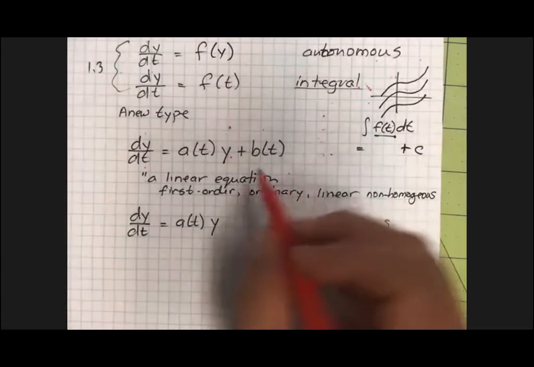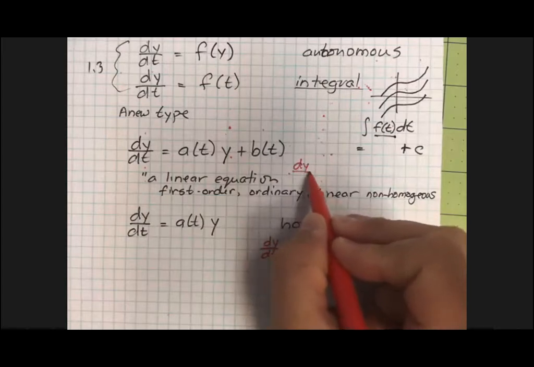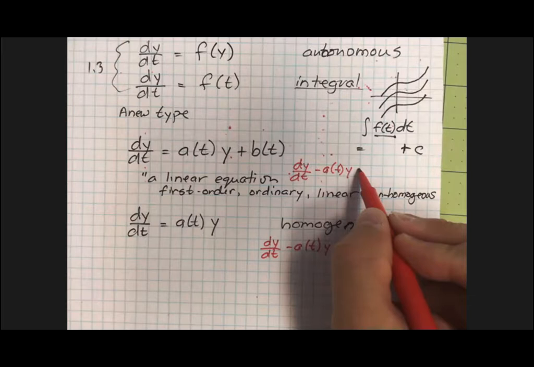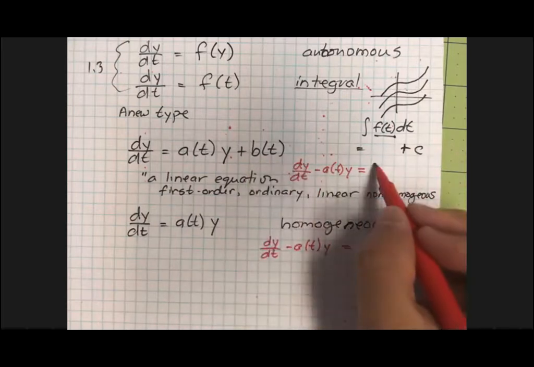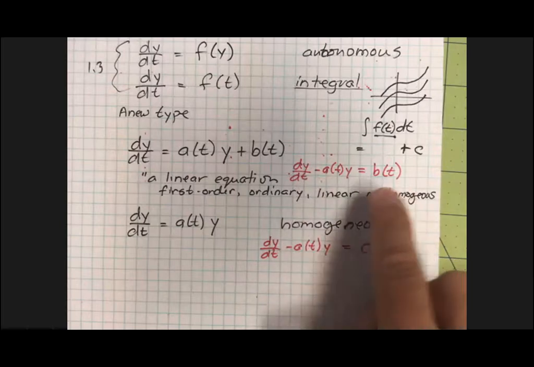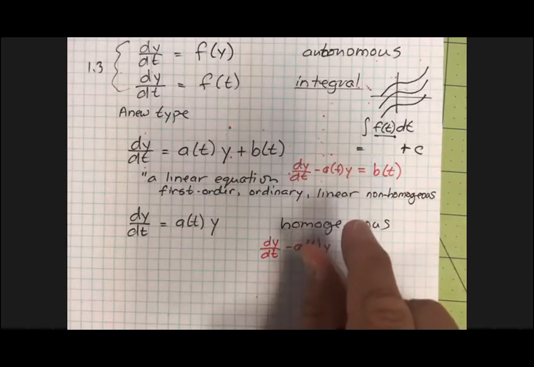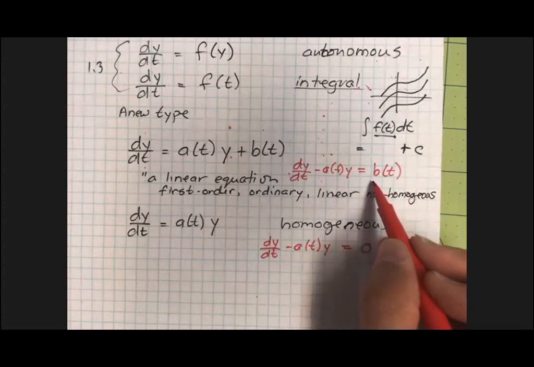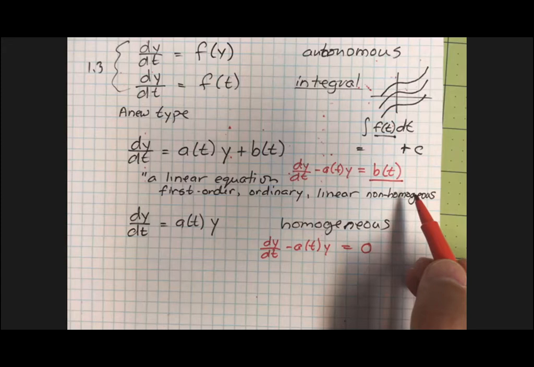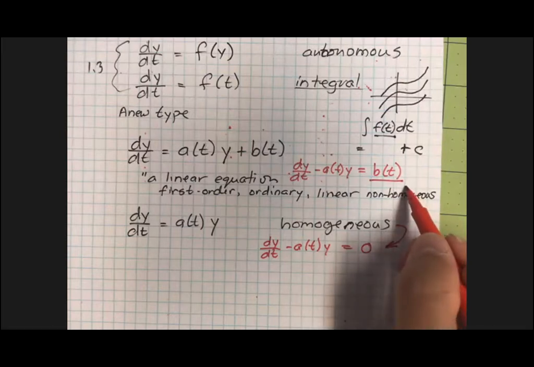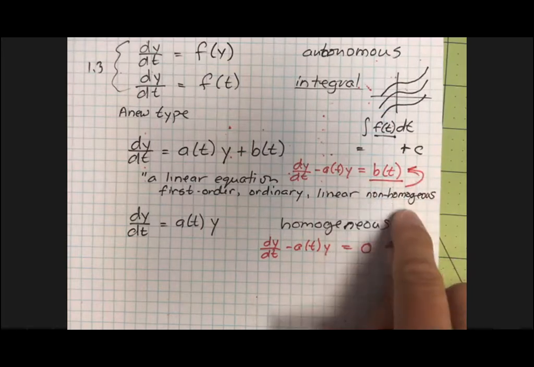Excuse me. Here, if you bring together all the y's and their derivatives, you have this leftover function, this b of t. They don't all add up to evenness, zeroness. They don't all zero out. This is a leftover force or a leftover quantity. Homogeneous equals zero. Non-homogeneous, some function of t left over.